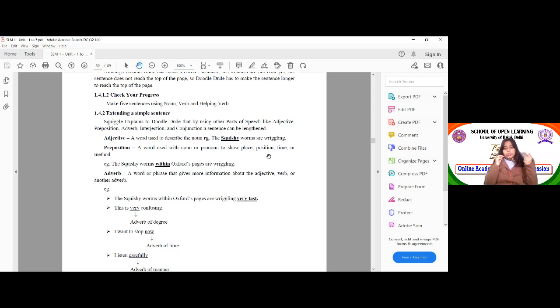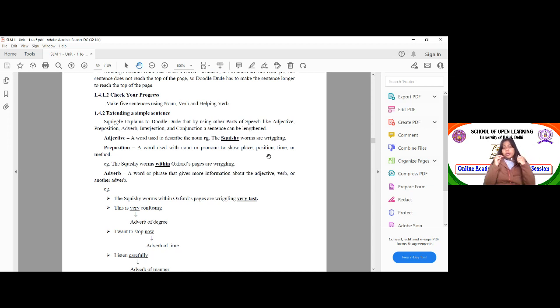So you know what a preposition is now. You know what an adjective is. I gave you examples. Over here, the example is the squishy worms are wriggling. So how are the worms? The worms is the noun. How are the worms? It is squishy.